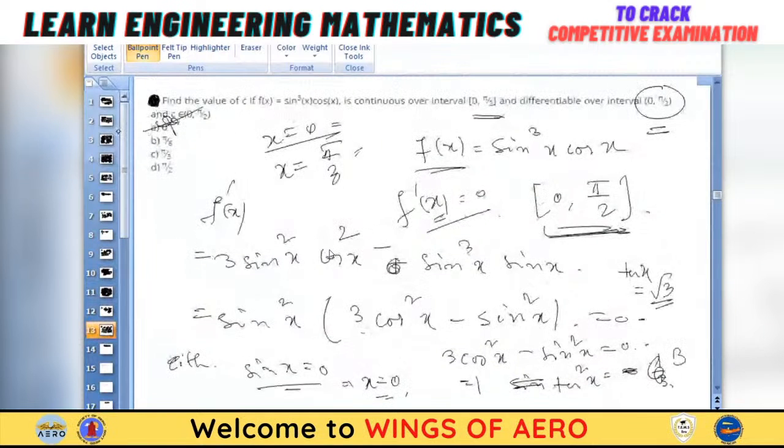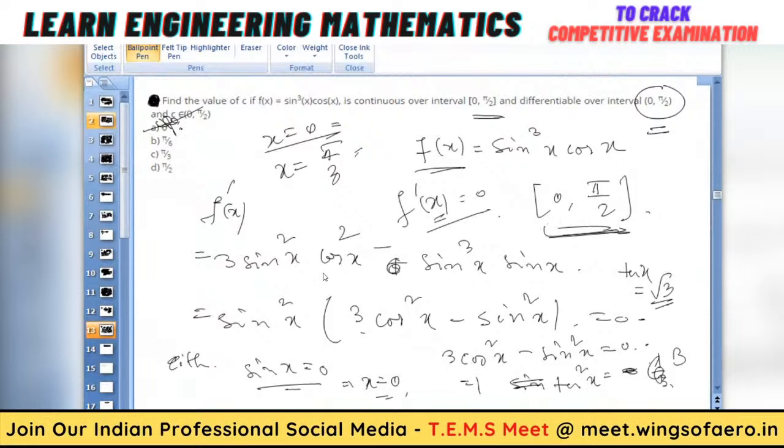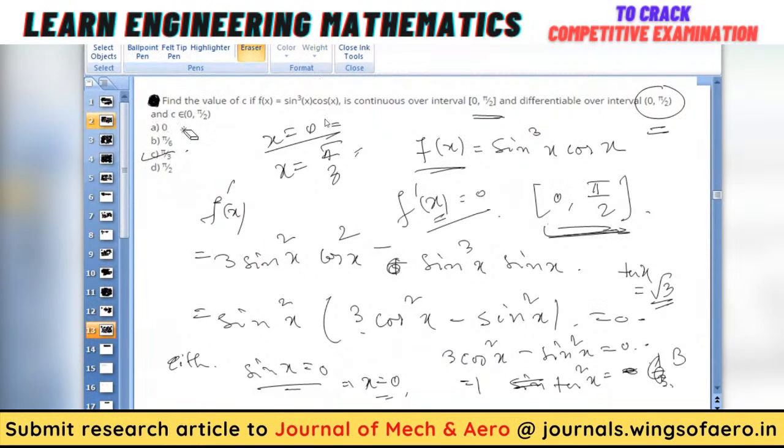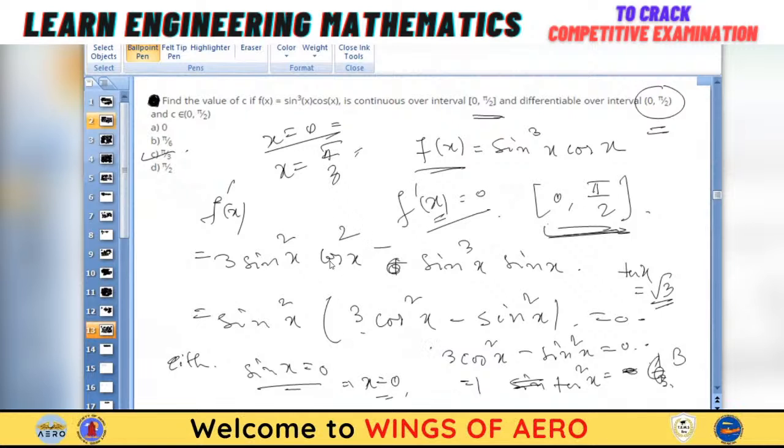So the 0 point can't be considered because always we are choosing this point C which is in the open interval. So we have to consider pi by 3. So C is the right answer here, pi by 3. Okay, you can do it this way also. If you have any other way to solve this problem, you can apply that, but I think this is the easiest way.